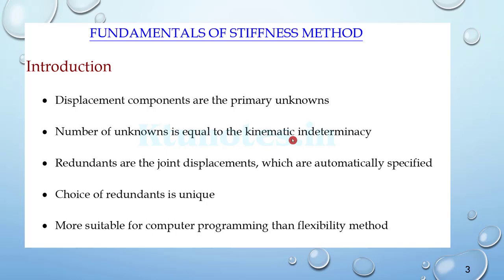Number of unknowns is equal to the kinematic indeterminacy. The redundancies are the joint displacements which are automatically specified, and the choice of redundancy is unique. It is good for computer programming than the flexibility method. That's why we are using this same principle for the STAAD software.